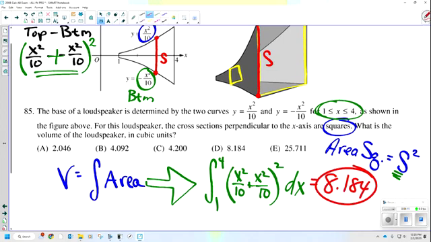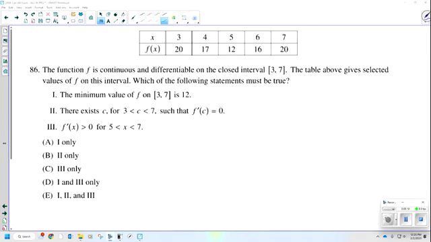That's the volume in cubic units, and that also happens to be choice D. Number 86. Oh, a table. I love graphs and tables and charts. Oh my, I love them, and I start with 2 in a row.